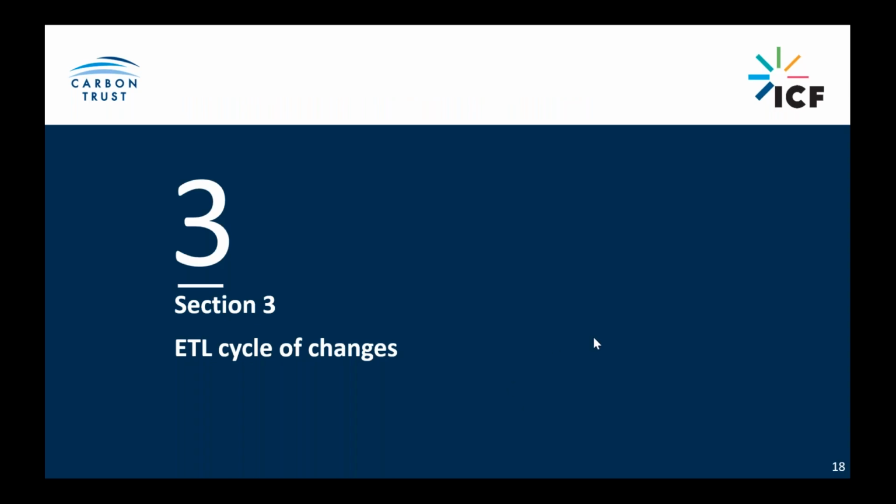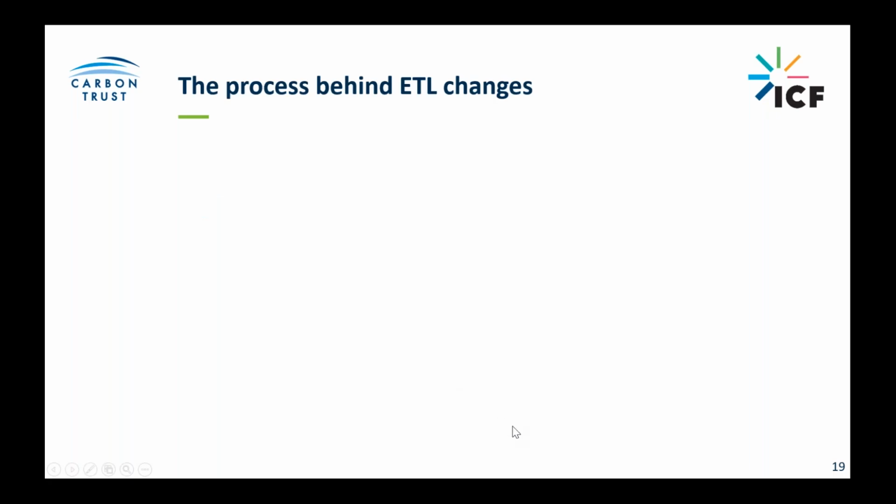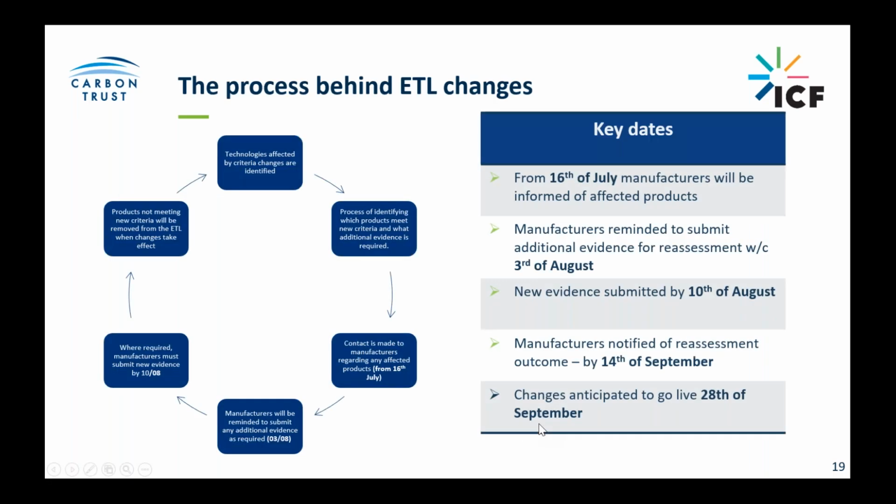Great, thank you, Tom. Now I'm just going to go through the ETL cycle. So looking at the process behind the ETL changes, the technologies affected by criteria changes are identified. Then there's a process of identifying which products meet the new criteria and what additional evidence is required. So it's important to note that not all the products will meet the new criteria, but for ones that might, then we might require additional evidence. So then we'll get in contact with manufacturers regarding any affected products.